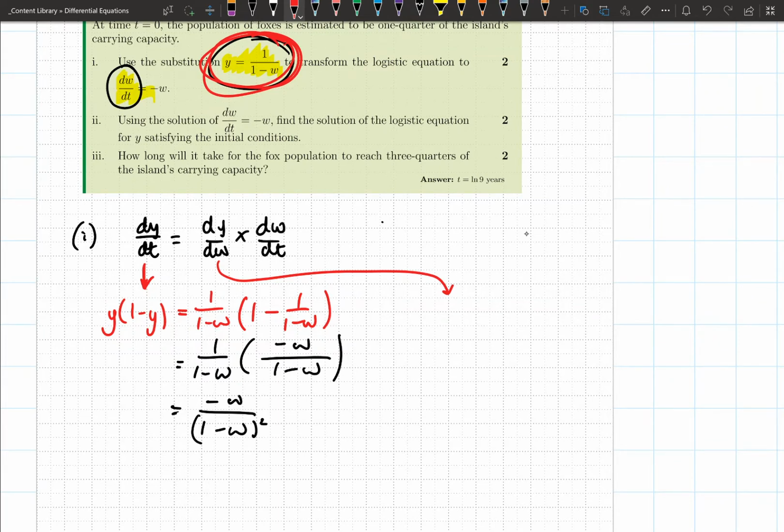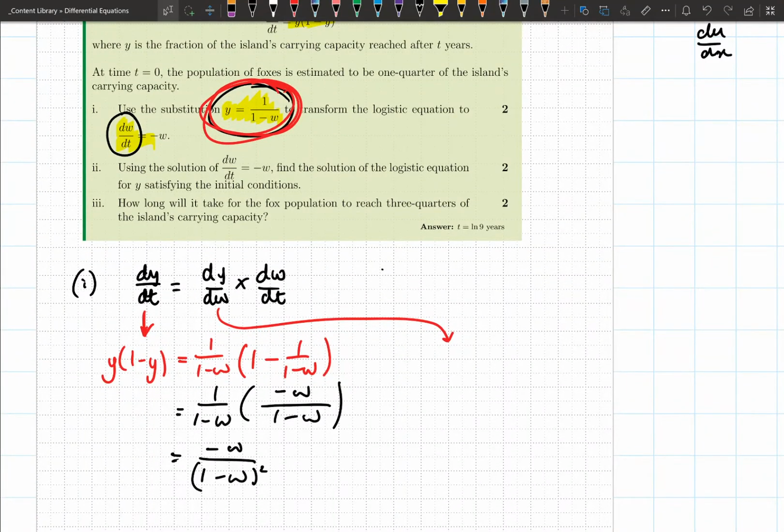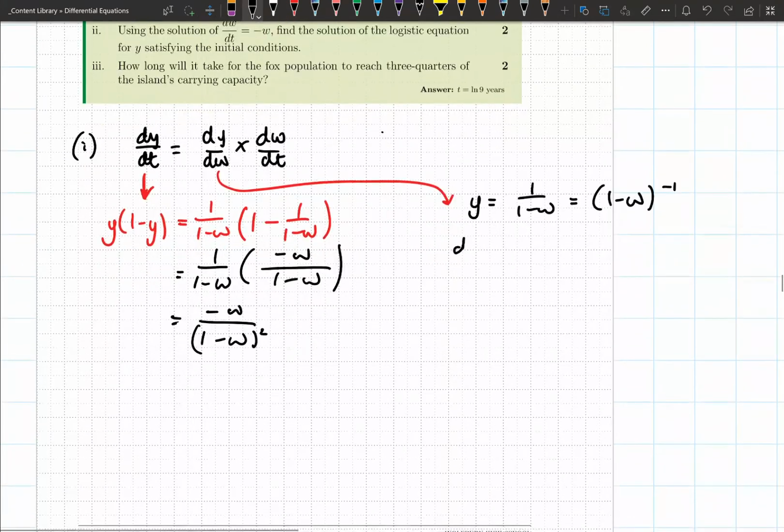So for dy on dw, what do I need to do? Differentiate, yeah, differentiate this here, right? Okay, I just realized what you've done. So that's that. What do I get for dy on dw? Negative, times 1 minus... Wait, times negative 1? It's negative.